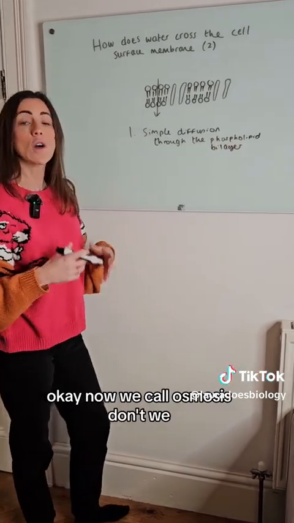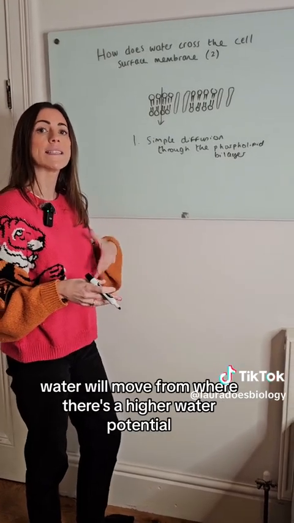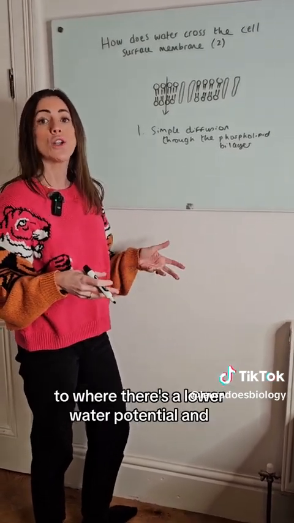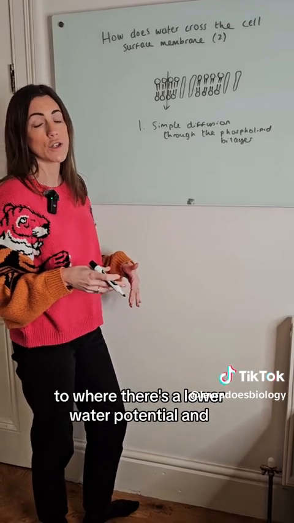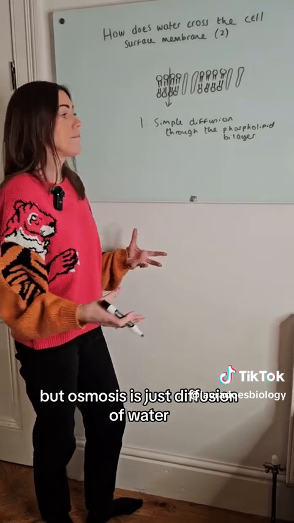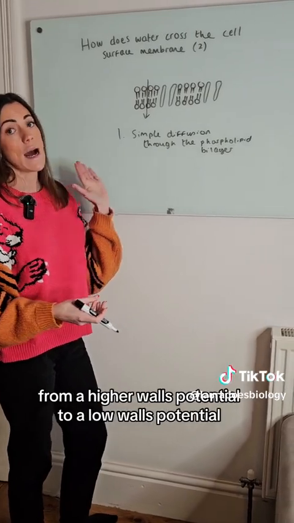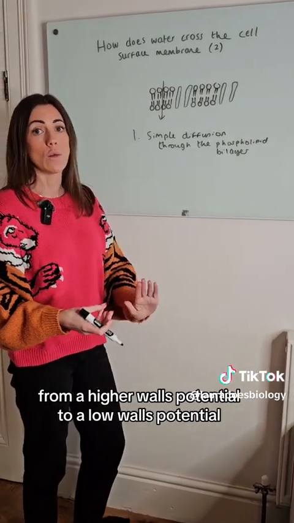Okay, now we call it osmosis, don't we, the movement of water. Water will move from where there's a higher water potential to where there's a lower water potential, but osmosis is just diffusion of water. So simple diffusion through the phospholipid bilayer from a higher water potential to a lower water potential.